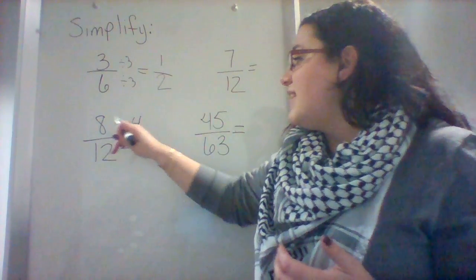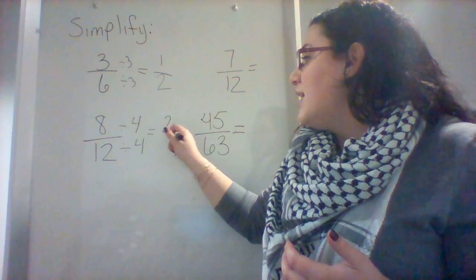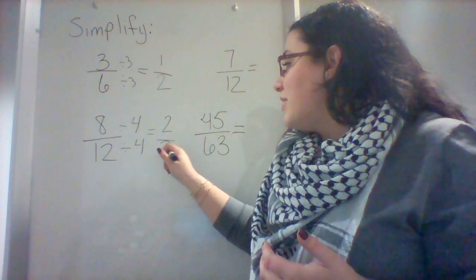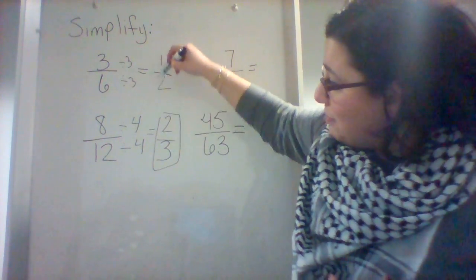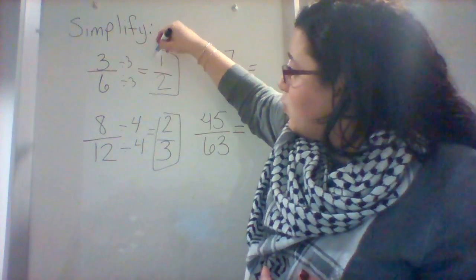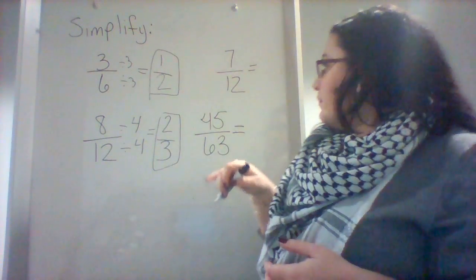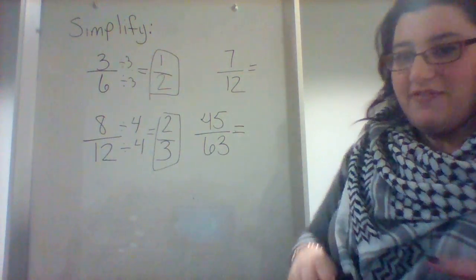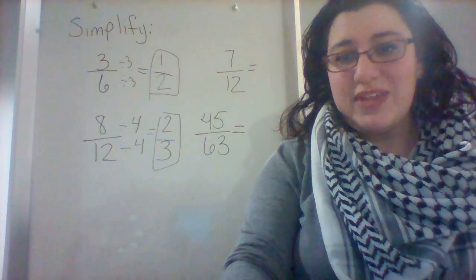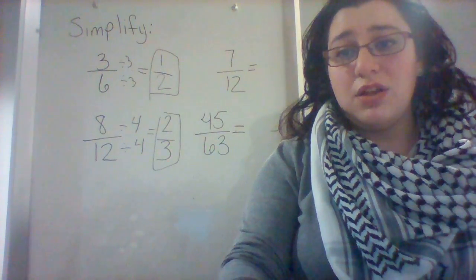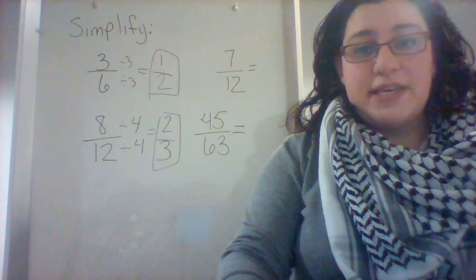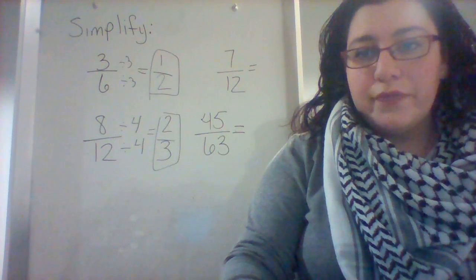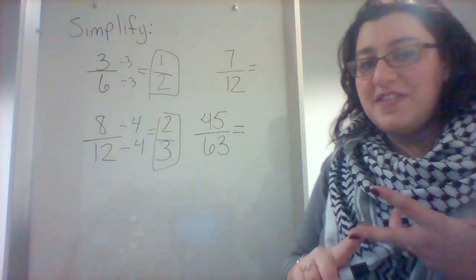So I would divide the 8 by 4 and I would get 2, and I would divide the 12 by 4 and that would give me 3. So 2/3 would be the simplified equivalent of 8/12. Let's look at 45 and 63. Now these two numbers are a lot bigger. So they're not single digit numbers or a number less than 20. I have 45 and I have 63.